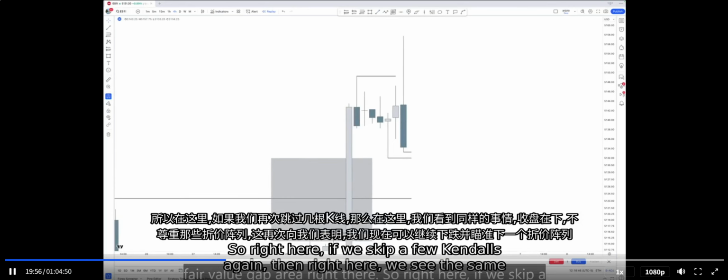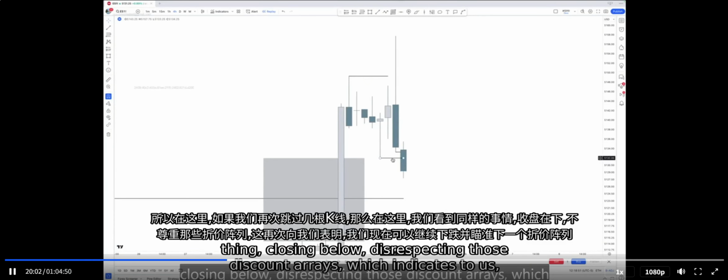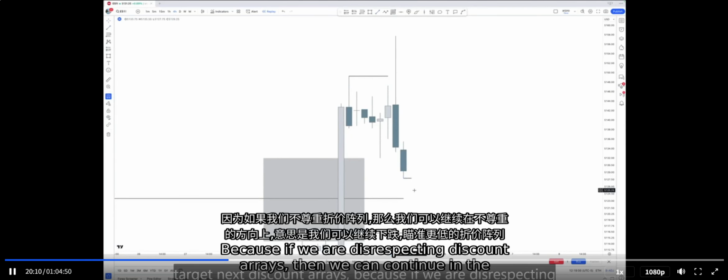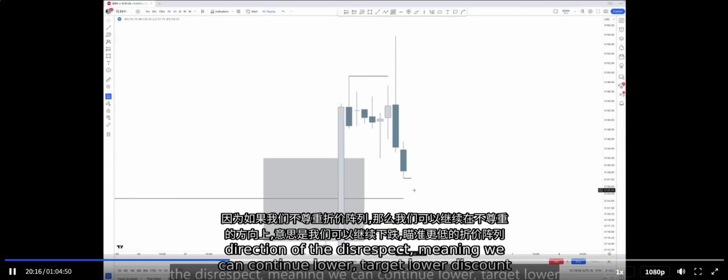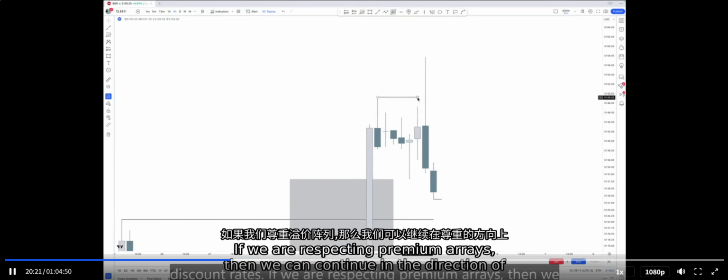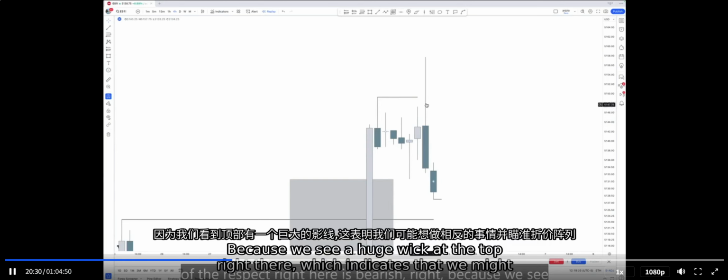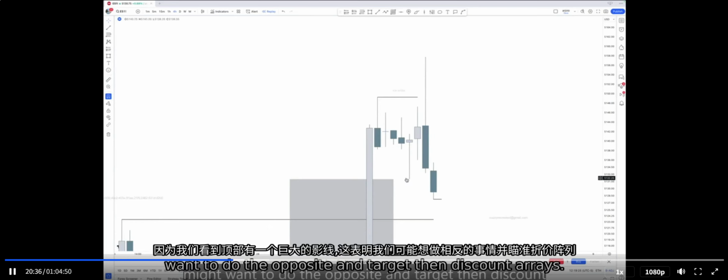So right here, if we skip a few candles again, then we see the same thing: closing below, disrespecting those discount arrays, which indicates to us again that we can now continue lower and target the next discount arrays. Because if we are disrespecting discount arrays, then we can continue in the direction of the disrespect, meaning lower, targeting lower discount arrays. If we are respecting premium arrays, then we can continue in the direction of the respect. The direction of the respect right here is bearish, because we see a huge wick at the top, which indicates that we might want to do the opposite and target discount arrays.